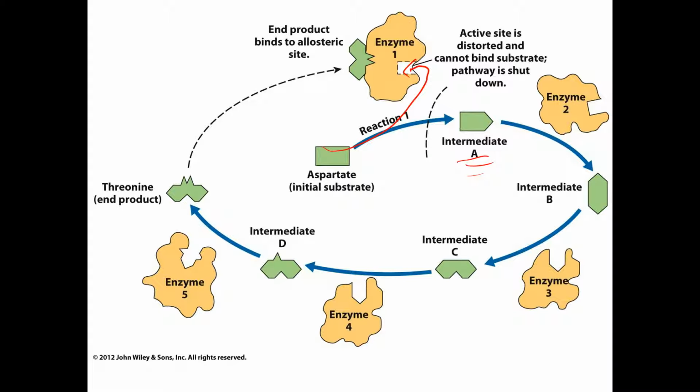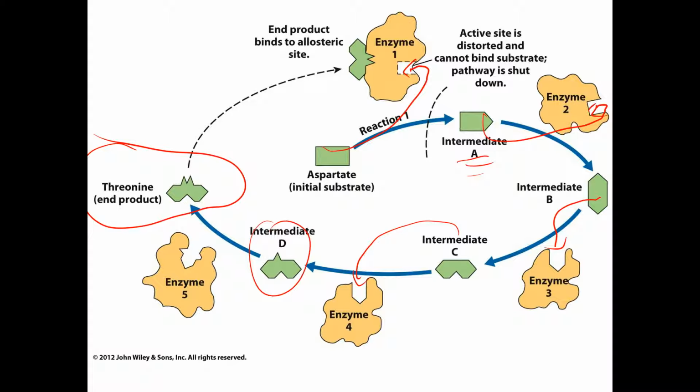Intermediate A can come in and bind to enzyme 2, and you get the production of intermediate B. Intermediate B can come in and bind to enzyme 3, and you get the production of intermediate C. It comes in and binds to its respective enzyme, and you get the production of this intermediate. And then finally, you get the production of the end product, threonine, another amino acid.